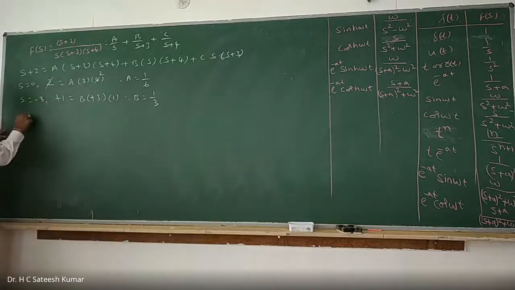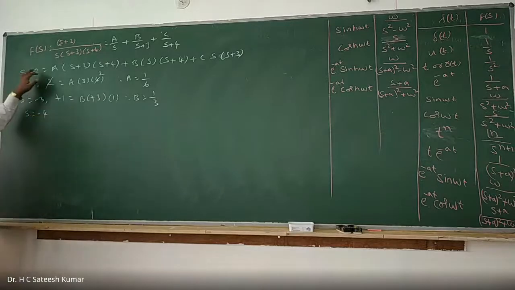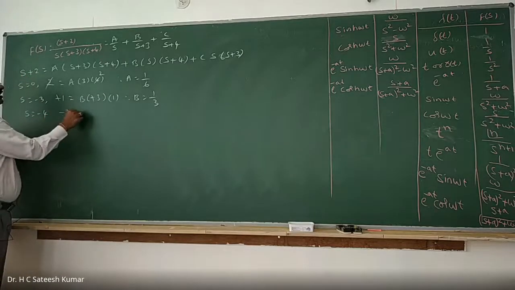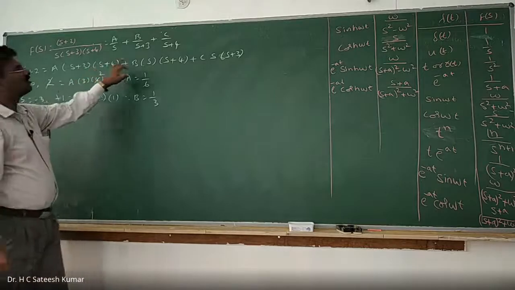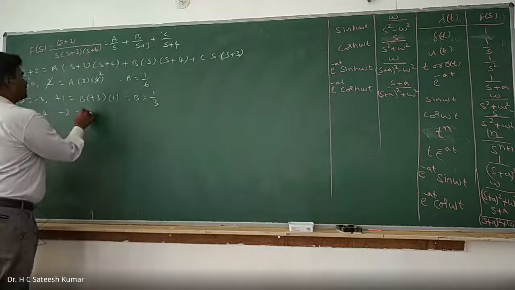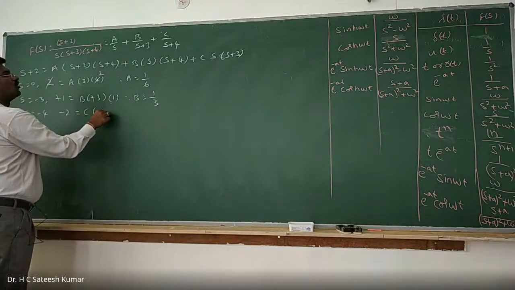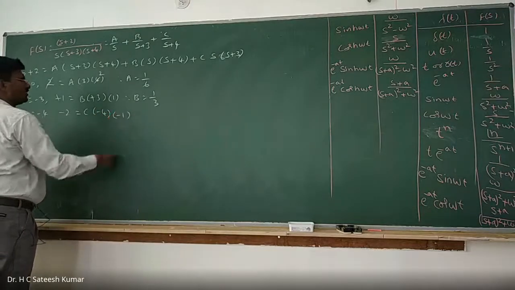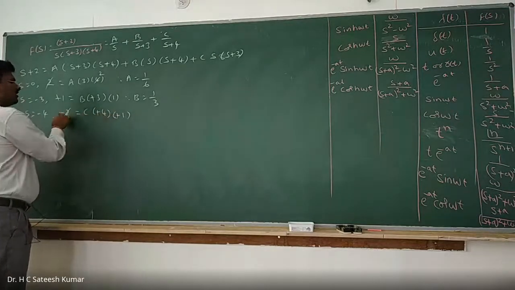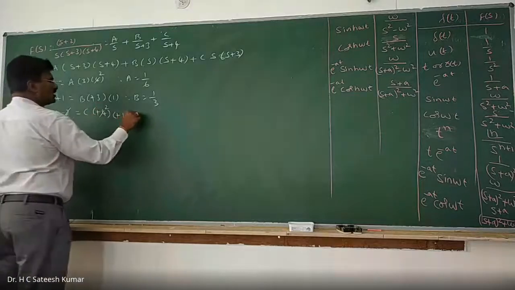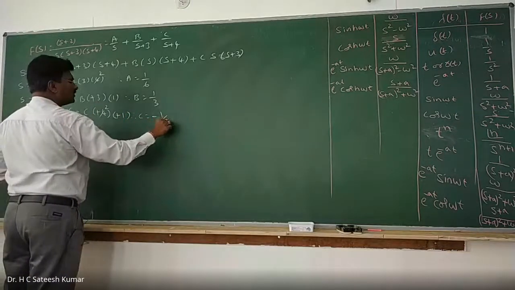Put s is equal to minus 4. Minus 4 plus 2 is minus 2. Minus 2 is equal to, the other terms are 0. Last one, C into minus 4 into minus 4 plus 3, which is minus 1. The minus signs cancel, this is 4 times. Therefore, C is equal to minus 1 by 2.